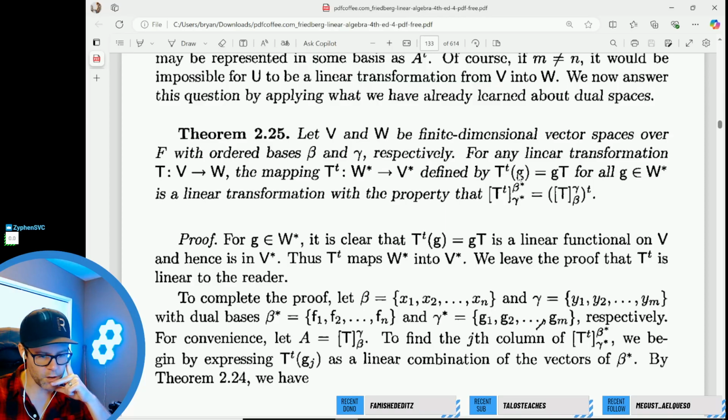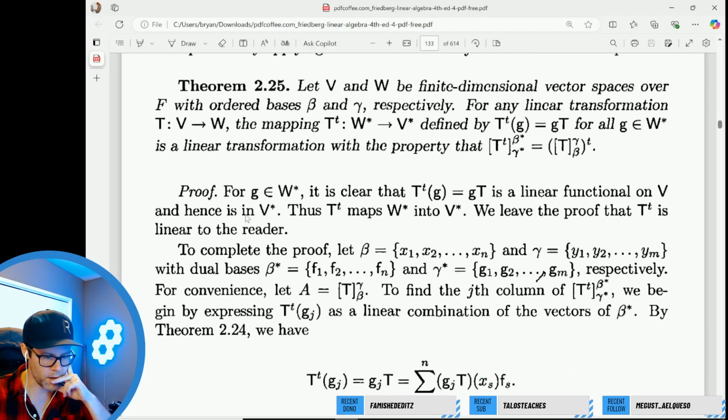Right, so T transpose evaluated at g would start with vectors in V, map them to W, and then g acts on those vectors in W, sending them to the field that we're working with. Okay, so that composition makes sense to me, and they're saying that that's a linear transformation with a specific property. So for any linear functional g, it's clear that g composed with T is a linear functional on V. Yes, because we're starting with vectors in V and ending up with something in F. So it's in V star, yes. Thus T transpose maps W star into V star.